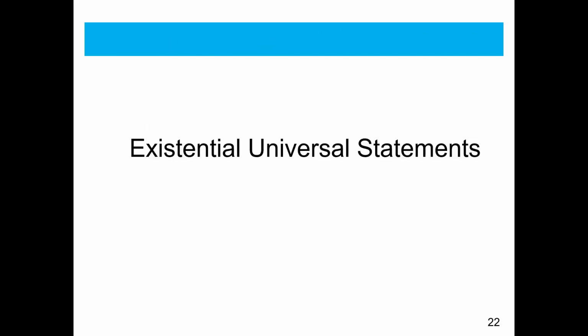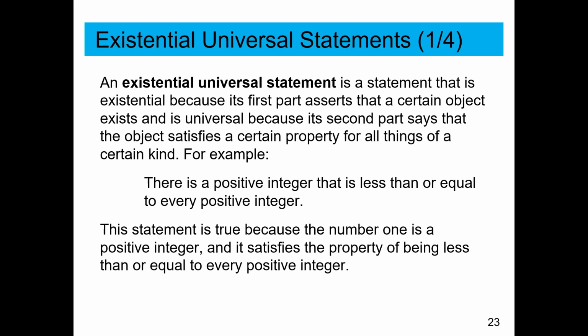All right. Now, we also have existential universal. Notice the difference is I mixed the order up. In this one, there is a positive number that is less than or equal to every positive integer. So I start with the there is, that means there's some, and I end with the for every or all. Okay, that's true because the number 1 is a positive integer and it satisfies the property of being less than or equal to every other positive integer.